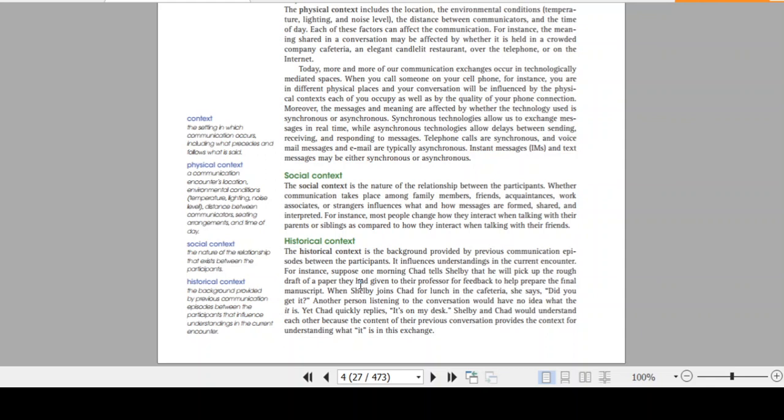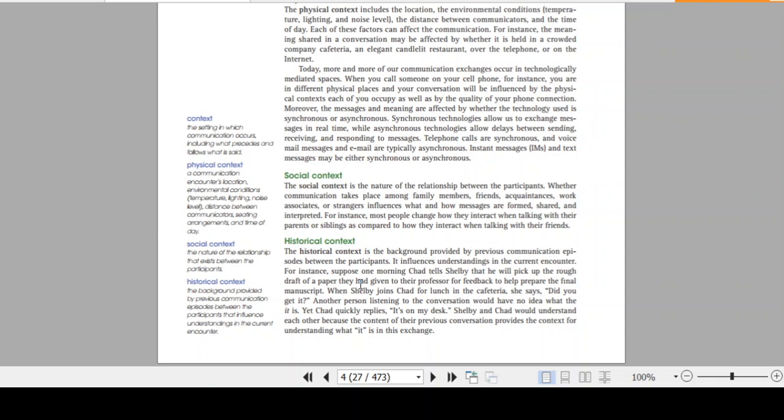Historical context. This is very, very important. The historical context is the background provided by previous communication episodes between the participants. Suppose I was talking to someone, and we left at some point of the debate, and I'm taking my class. Suddenly, that person opens the door, and I do not start the communication from the same point. I just say something which seems meaningless to the students because they are not familiar with the historical context. So for them, it'll be troublesome. It won't create any meaning.